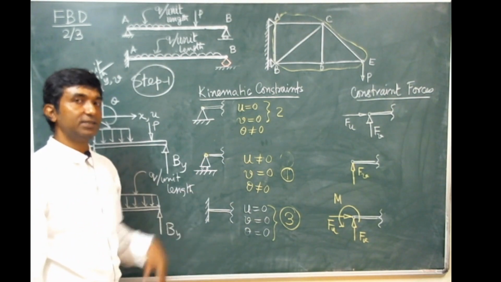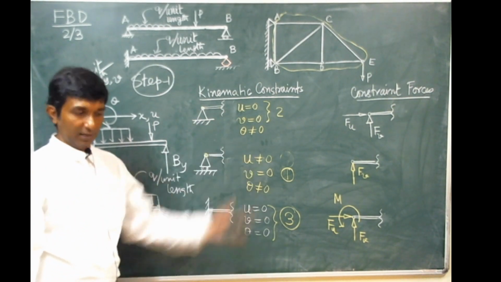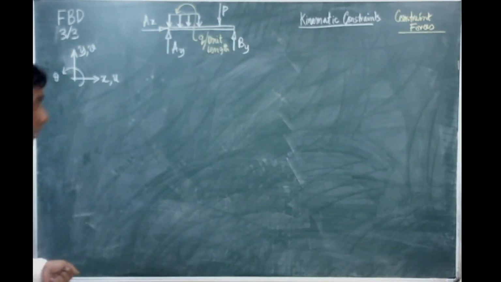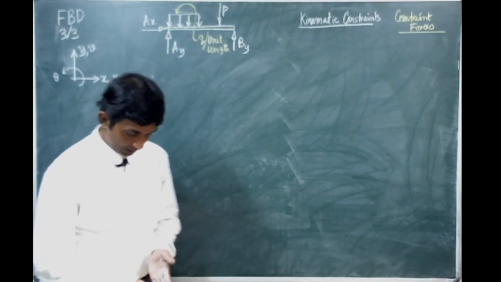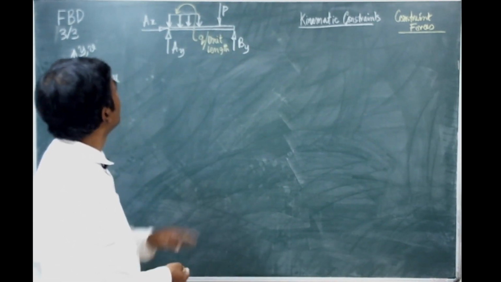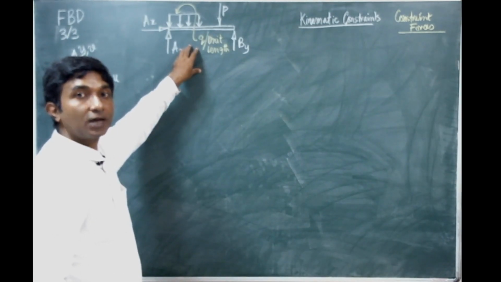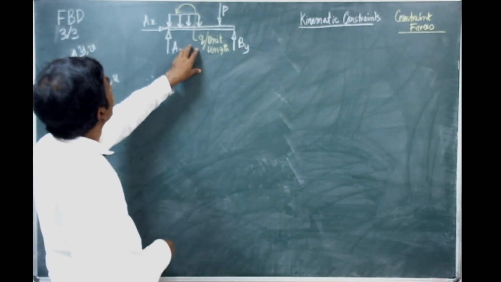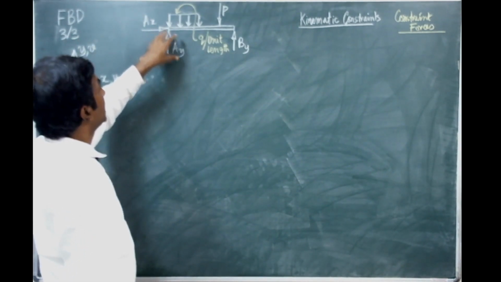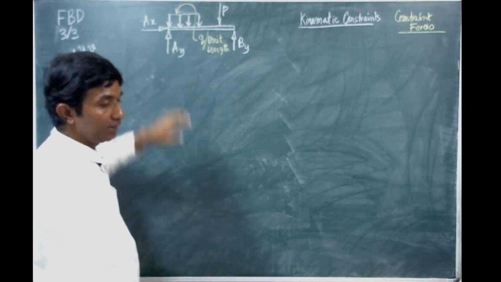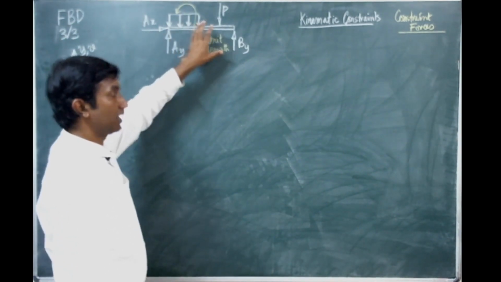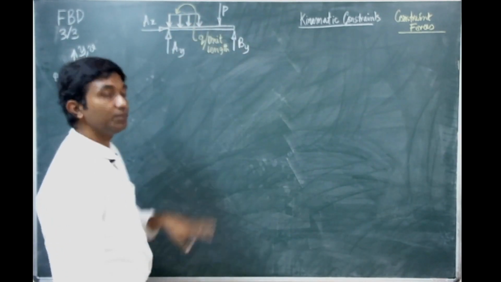Now we shall discuss the third situation, another case of problems. Coming to the last part of this session, we have taken the same problem we discussed in our last session, a previous example, under 2 by 3. Here we have removed all the supports and supplied the statically equivalent forces such that the equilibrium of the entire structure is maintained.